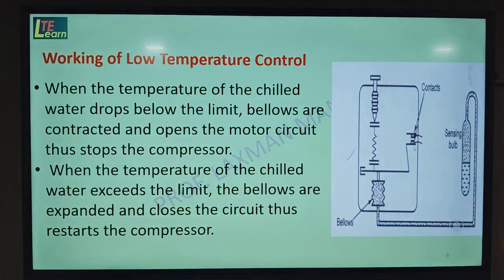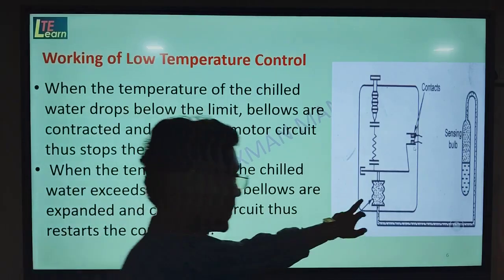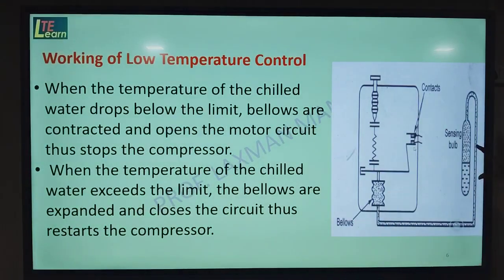When the temperature of the chilled water drops below a certain limit, the bellows get contracted. Why? Because when there is a low temperature at the cooling coil, it is sensed by the sensing bulb, and the volume of the gas is reduced. When the volume of gas reduces, it creates low pressure in the bellow, and the contraction of the bellow moves the plate downward, because the spring force exceeds the bellow pressure.